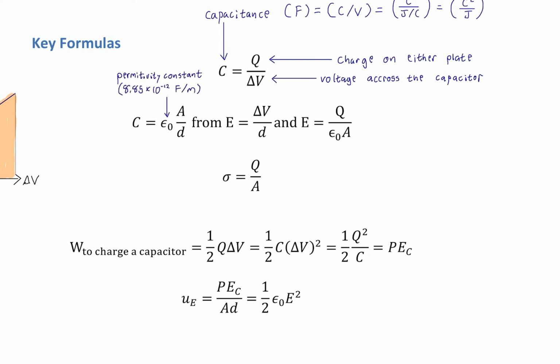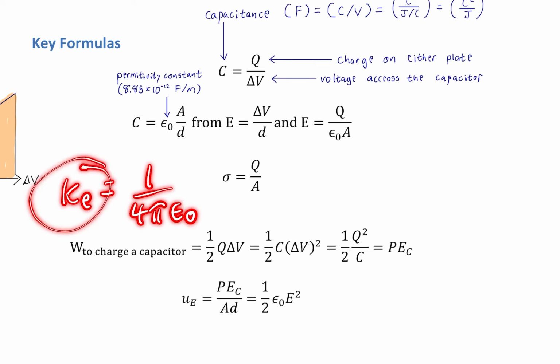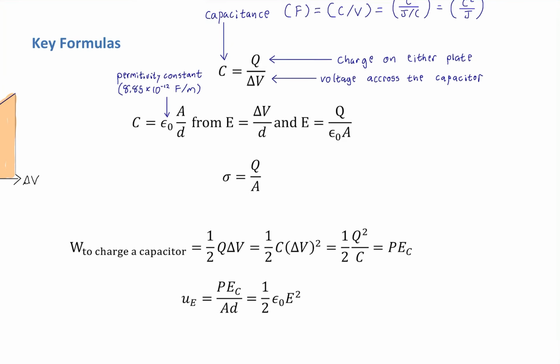Here, epsilon naught, we saw this in lecture 1, because the electrostatic constant is 1 over 4 pi epsilon naught. But there we just used the electrostatic constant. Here, instead, we're going to use that more fundamental quantity, the permittivity constant, which is 8.85 times 10 to the negative 12 farads per meter. If you want to see another way to express it in different units, refer to lecture 1.